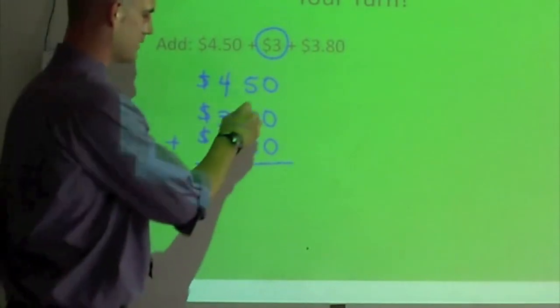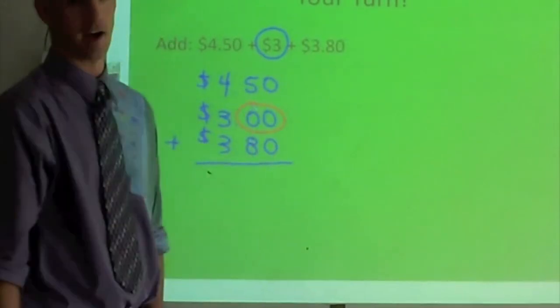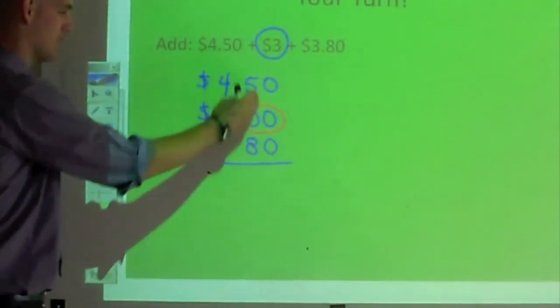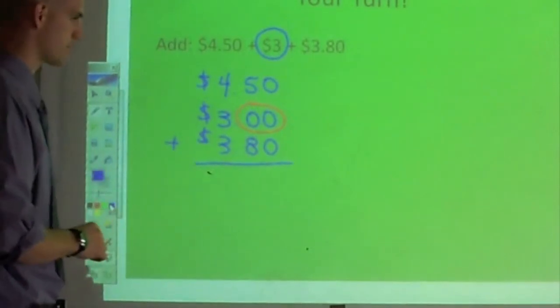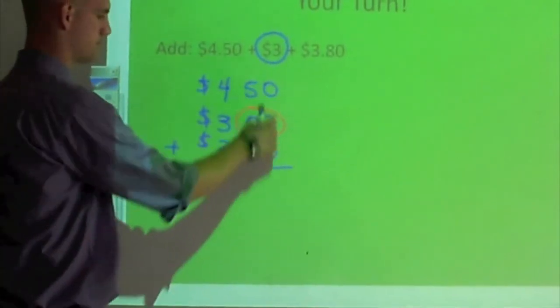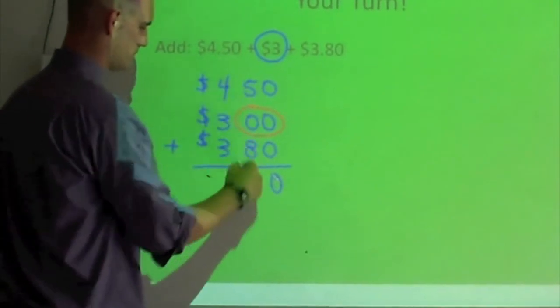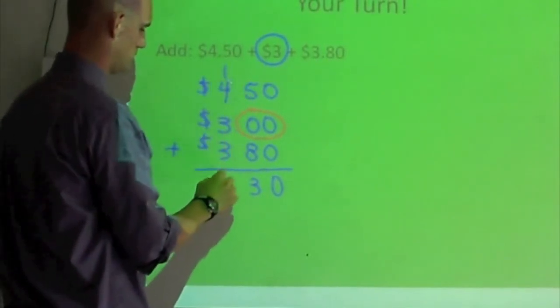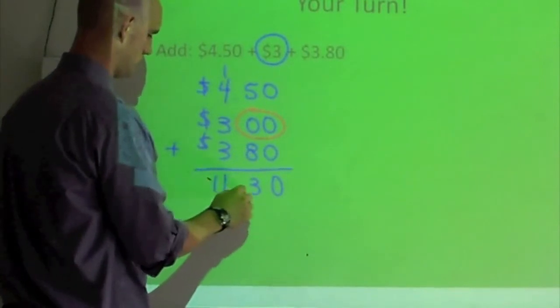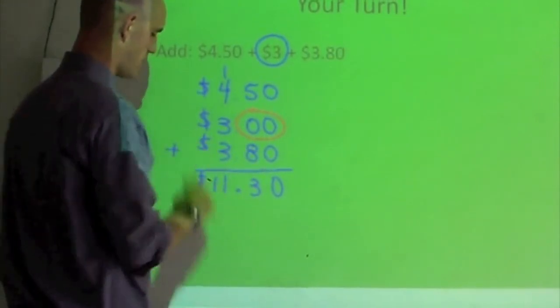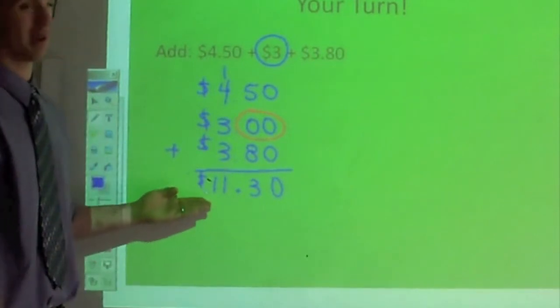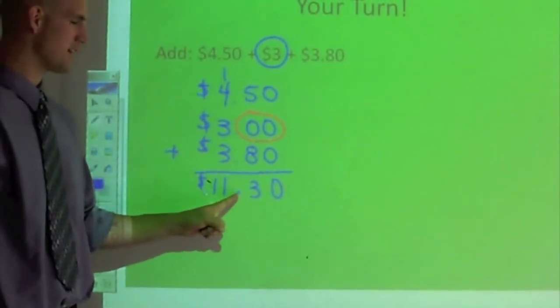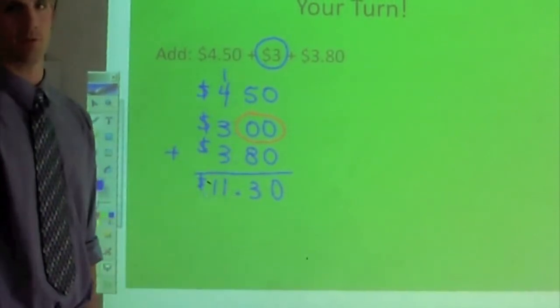Did you catch the trick? I added zeros behind my $3 to make sure that I had my columns lined up. And now I add like normal. Remembering, of course, to label, because we don't want to lose points for that. And remembering to put my decimal point in line with my other decimal points.